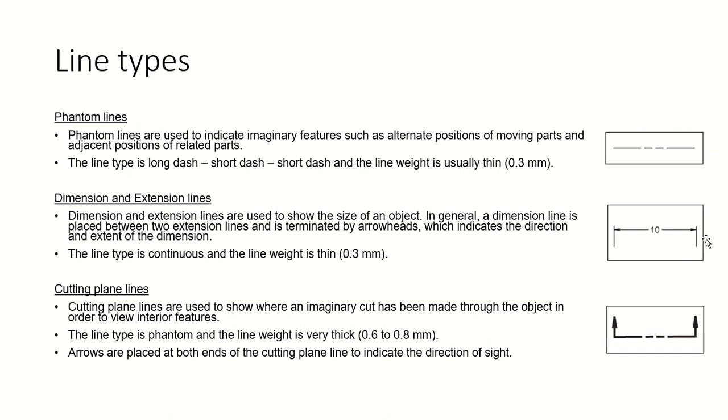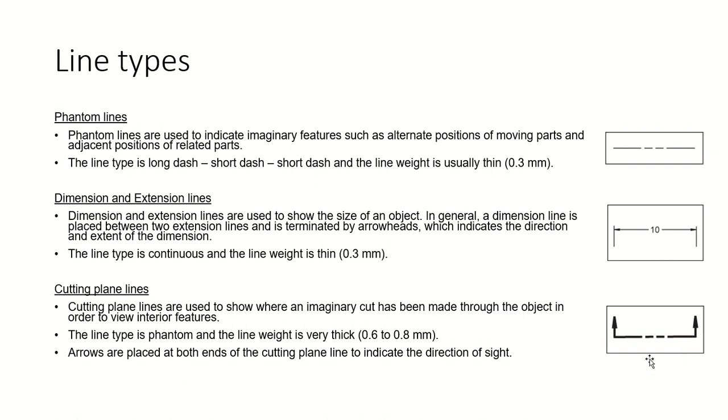Dimension and extension lines, we use them to show the size of the object. So the dimension line is in between two extension lines. This is your extension line, that is your dimension line showing the value, the size of your object. And it's terminated by these two little arrowheads, see? So that's just showing you the direction and extent of your dimension, about 0.3 millimeters.